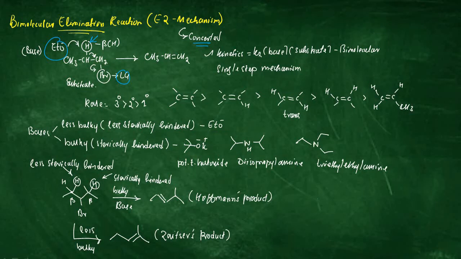So this is what we call a bimolecular elimination reaction or dehydrohalogenation, in which the nature and character of base and substrate both are involved in determining the rate of a chemical reaction. Here we have second order kinetics, which means that the concentrations of both base and substrate are required for influencing the rate of a chemical reaction. So that's why we call it a bimolecular elimination reaction.